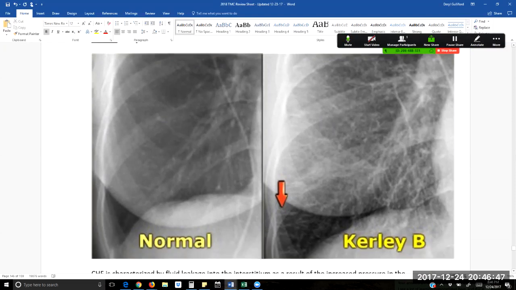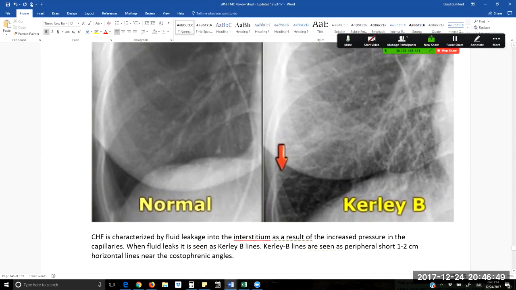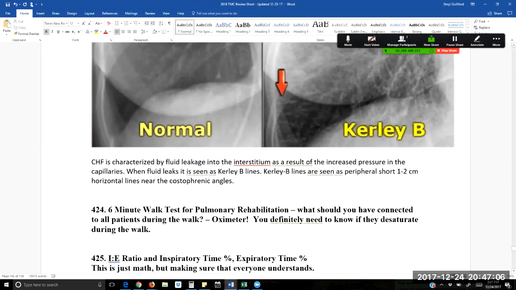Kerley B lines, CHF. CHF is characterized by fluid leakage into the interstitium, and as a result of the increased pressure in the capillaries, fluid leaks, seen as Kerley B lines. They're usually near the periphery and also near the costophrenic angles.